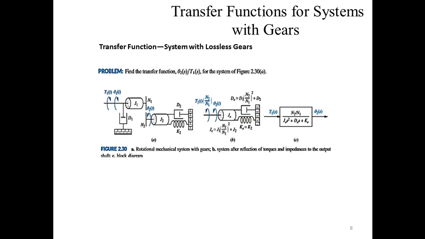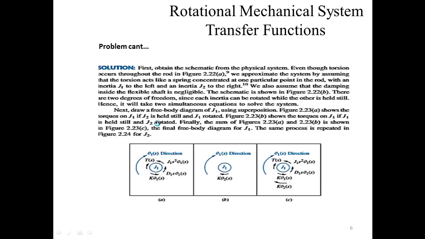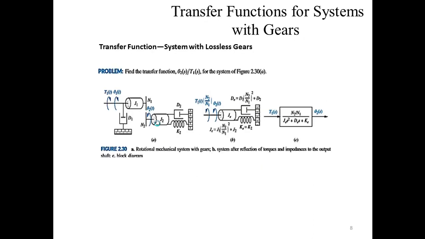This is your phi 2, and you can see that this phi 2 is the rotation of J2, and this J2 is connected further with a damper and some spring K2. You can see that this is K2, and this J1 is connected to a damper D1. This is the given system to you, and it has asked you to find the angular displacement of J2 divided by the input you provided on the J1, that was the torque.